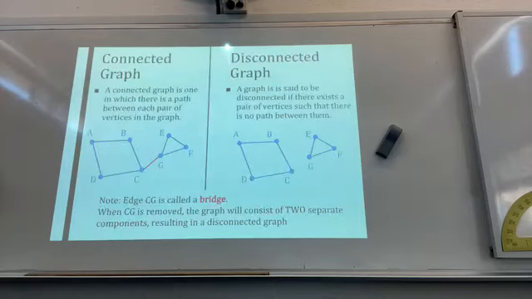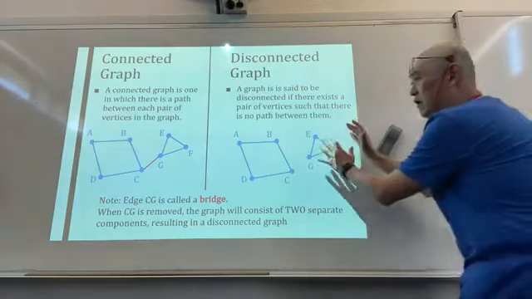All right? Connected graph. Now, you can see the difference between a connected graph and a disconnected graph. In a connected graph, everything is connected, whereas in a disconnected graph, there could be an isolated edge, or a part of the graph is not connected. All right?